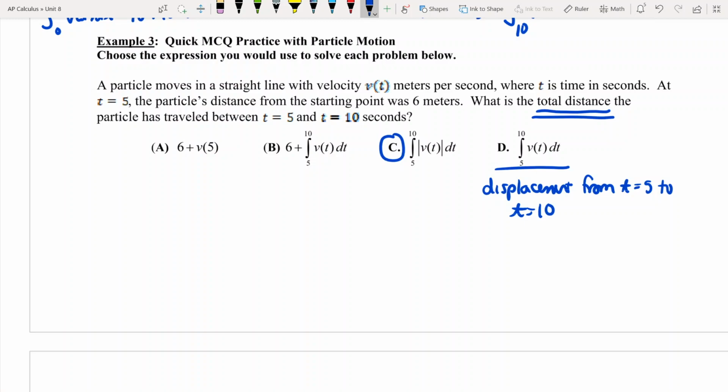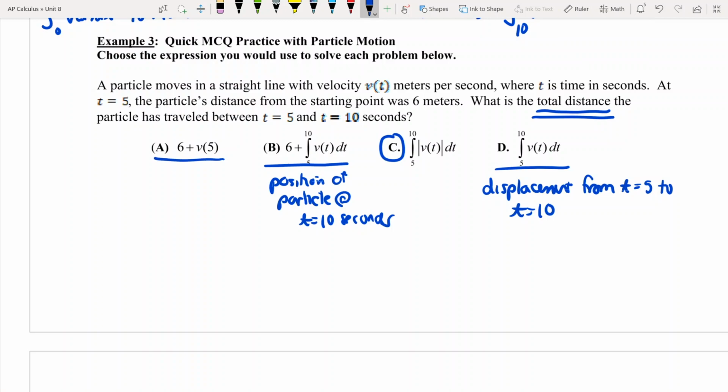If I look at option B right here, this one is just simply the position of the particle at t equals 10 seconds, because you're told that you're starting point is 6 meters, and then you're measuring your displacement from 6 meters. So where's the particle positioned in space at the end of 10 seconds?